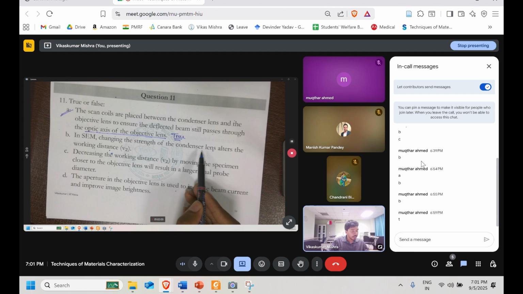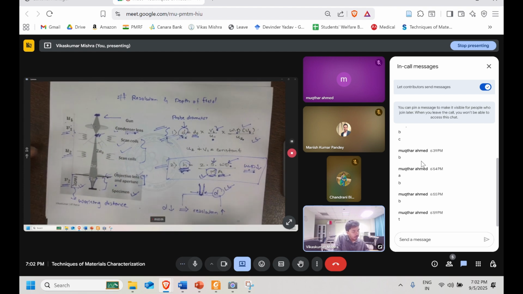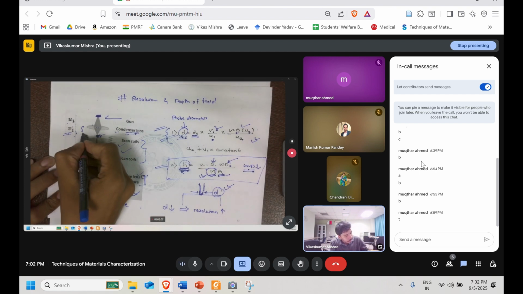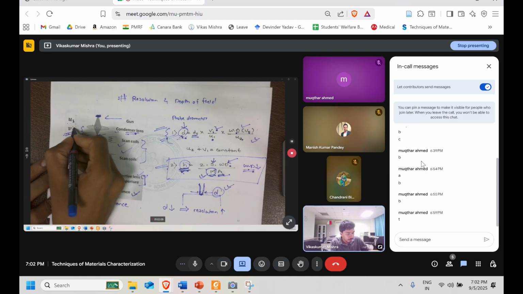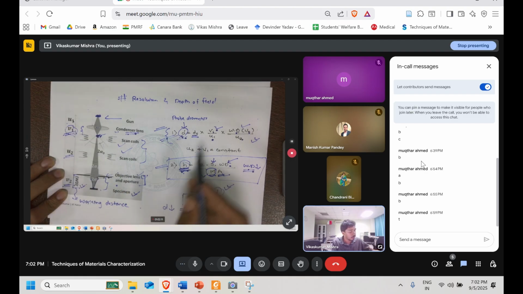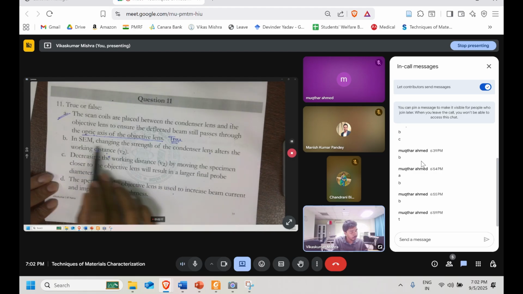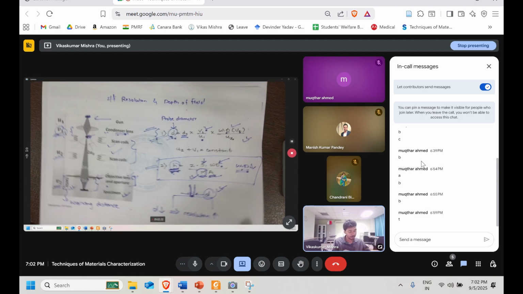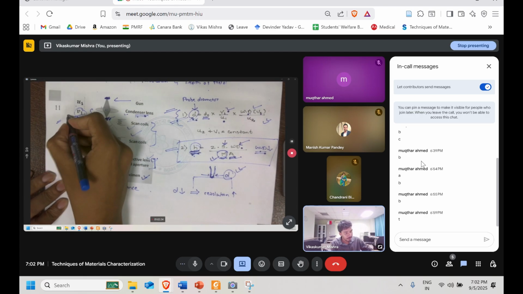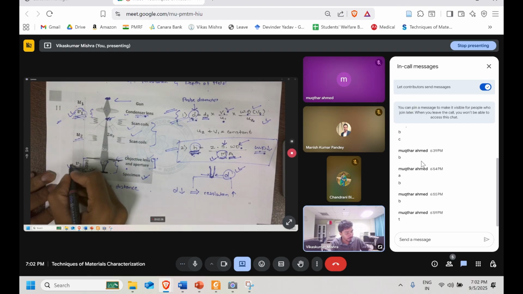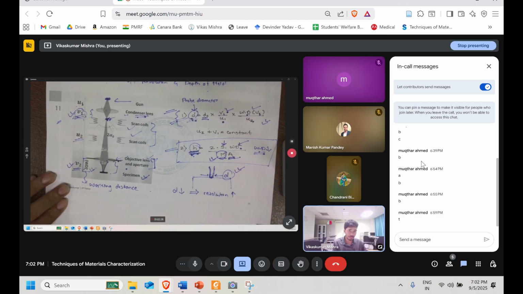Changing the strength of the condenser lens. By changing the strength of the condenser lens, we mean that V1, that is, if we are changing V1, will it affect the working distance? In SEM, changing the strength of the condenser lens alters the working distance, V2. V1 will affect V2. Is it true?